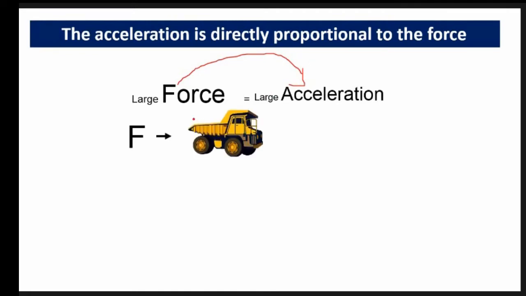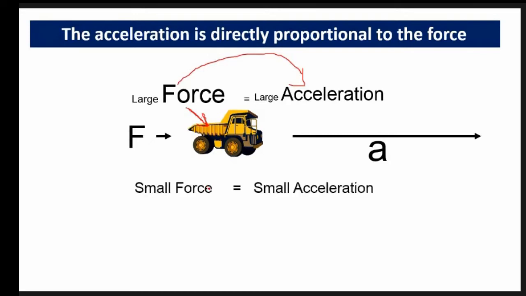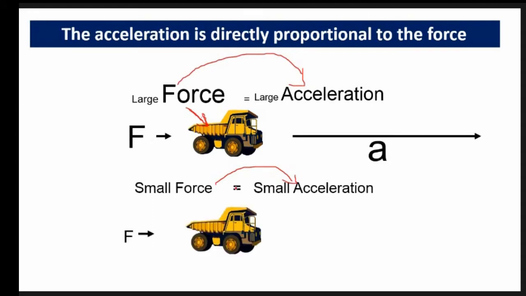So let's say, for example, if this truck has a powerful engine, and this engine would create a large force, therefore it will accelerate fast, right? It would have a greater acceleration. And if it has a small force, then small acceleration. So for example, with the same truck, but it has a less powerful engine, when you step on the accelerator, it would have a smaller acceleration.